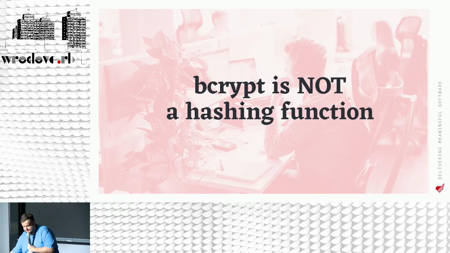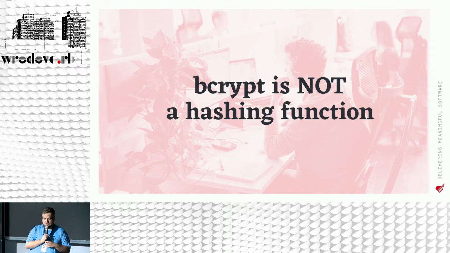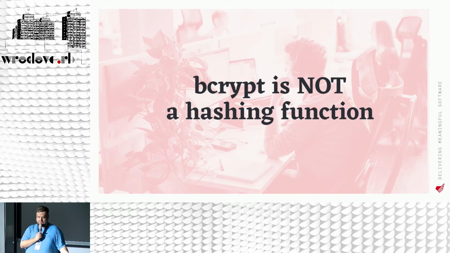And this comes from a small misunderstanding, because Bcrypt is not a hashing function. It's a password hashing function. And the big difference here is that hashing functions are supposed to take arbitrary length input and transform it to fixed size output. If you ever used SHA-256 to do a checksum of files, you know that you can put a few gigabytes there and you will get 32 bytes of output.